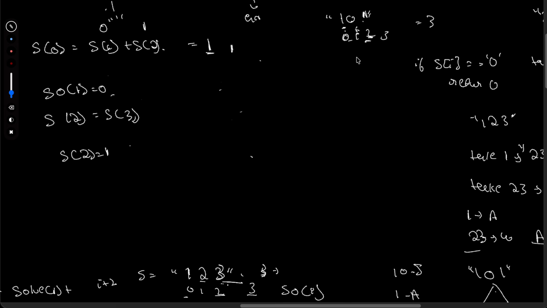So the only valid decoding is 10 is J, 1 is A, so JA. So 0 alone is invalid. 0 can only come with 1 or 2, so only 10 or 20 are valid.